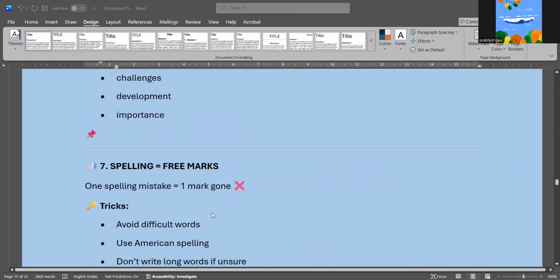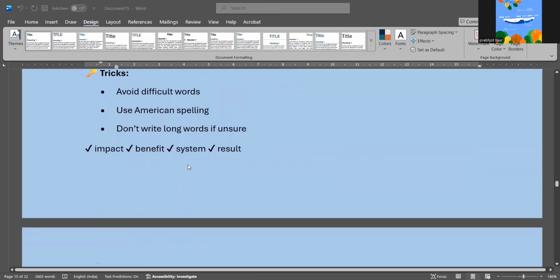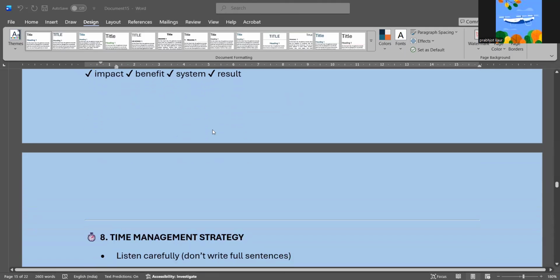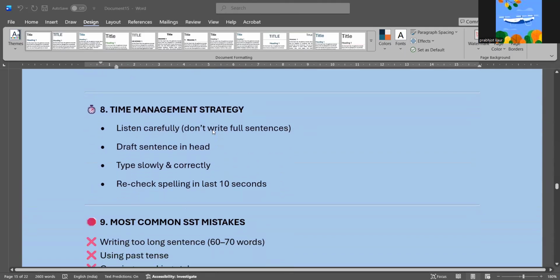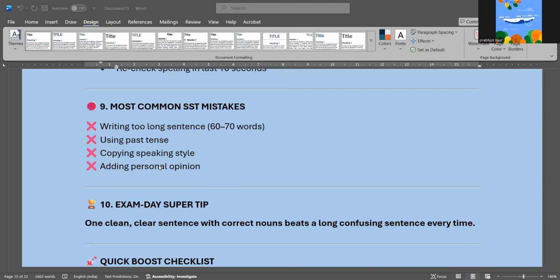You should note down that a wrong spelling costs one mark, if you make one spelling mistake. Avoid difficult words. Use American spelling, not British. Don't write a long word if unsure. Common mistakes some students make in SST are writing too long sentences, using past tense, copying spelling style, and adding personal opinion.